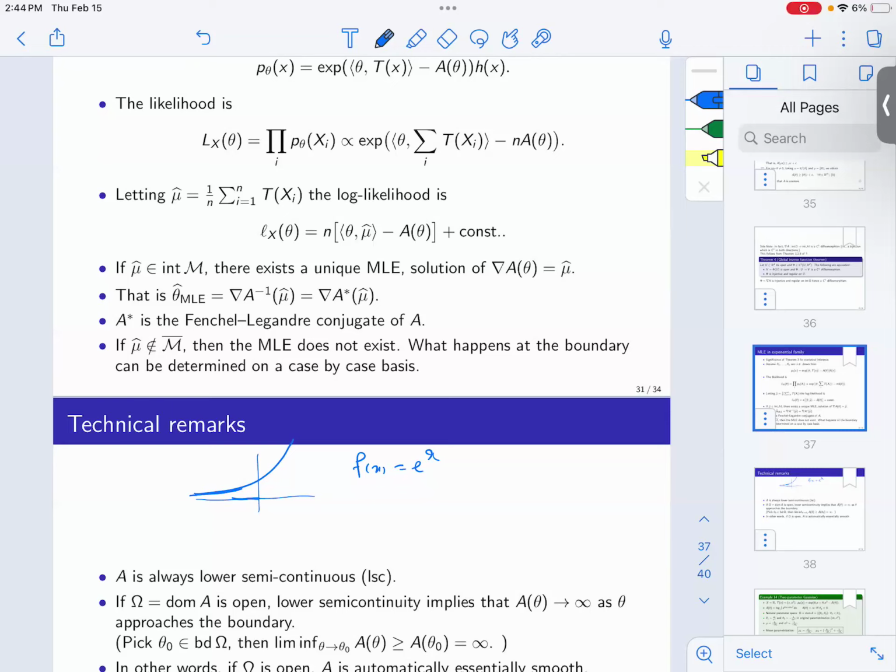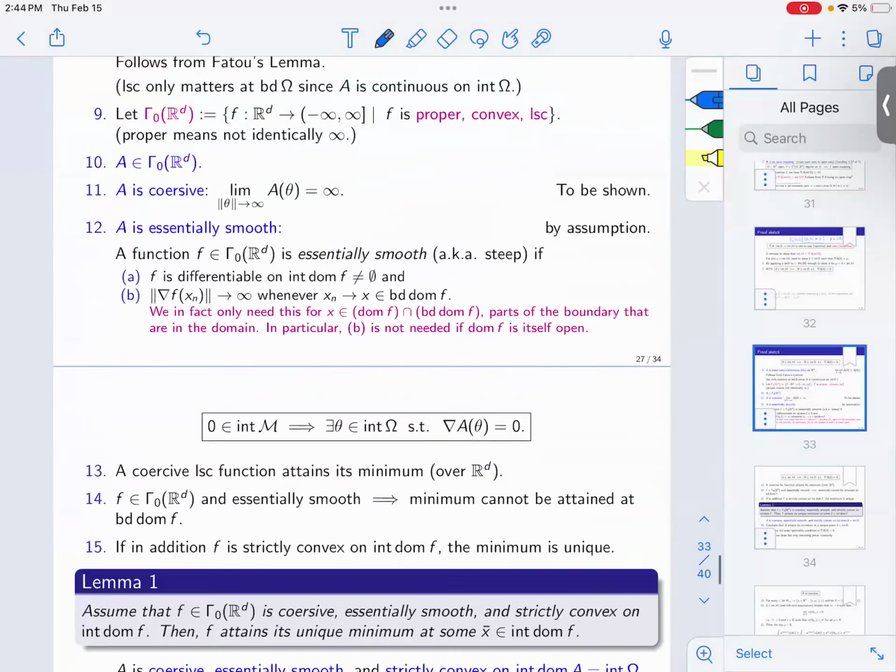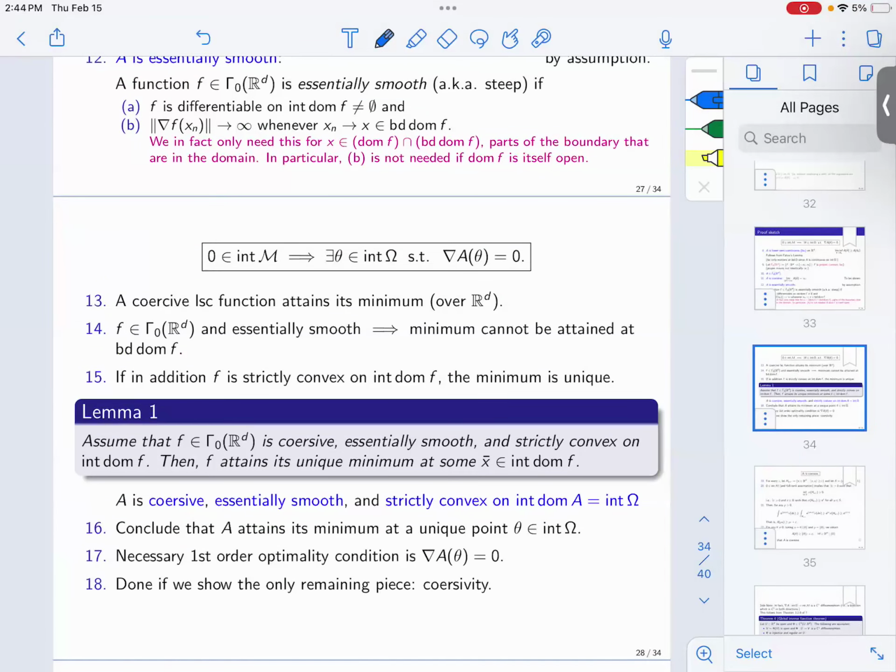Okay. So if you're interested, go read the proof. A lot of this is trying to show that there exists a function which is convex, essentially smooth, strictly convex, and attains its unique minimum at some point in the interior. So you need all these conditions. It's not enough to be strictly convex. Strict convexity implies uniqueness, but you need these two properties to force you to have a minimum. Coercivity means if you go to infinity, things blow up. Essentially smooth means if you go to the boundary, it clearly blows up.